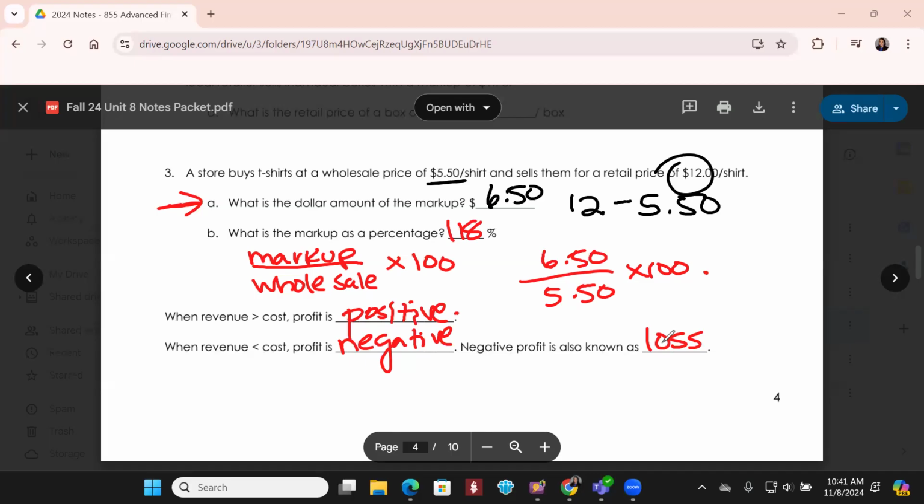If I buy a bunch of stuff and I sell it and it all goes out and I make a profit, that's going to give me a positive profit.